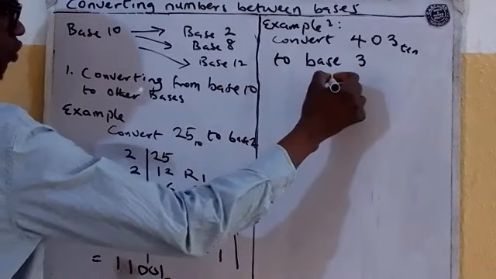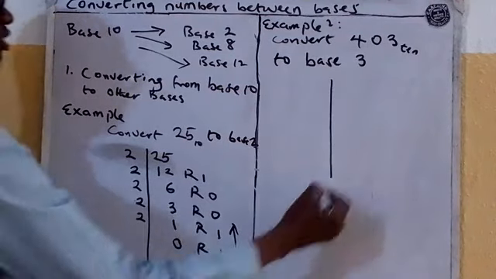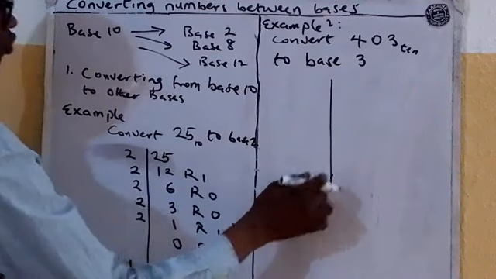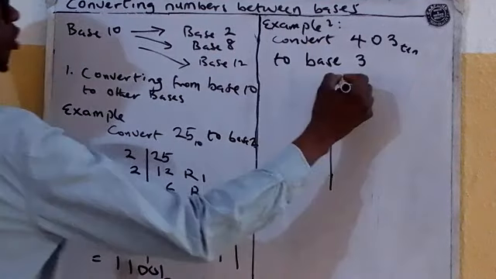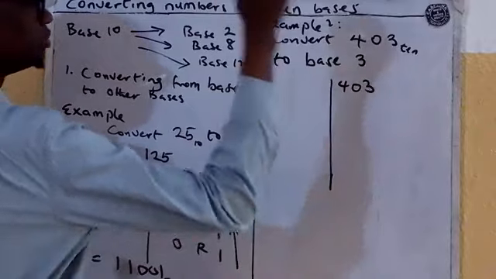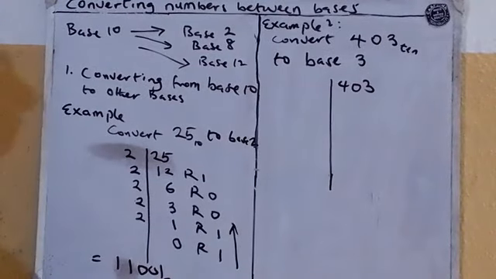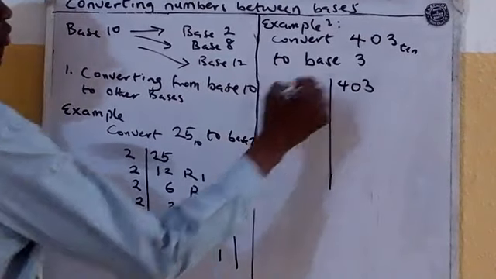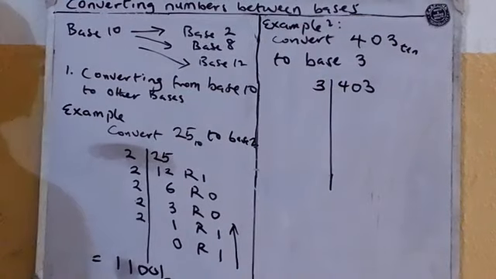I rule my line. Solution, I rule my line. First thing, just rule line first. Then you write your 403. This is base 10. Now I'm going to convert to base 3. So I put my 3 at the side here. I start my division.